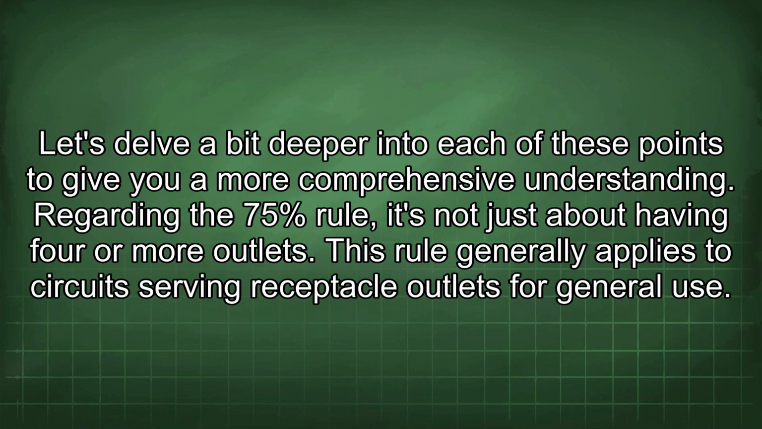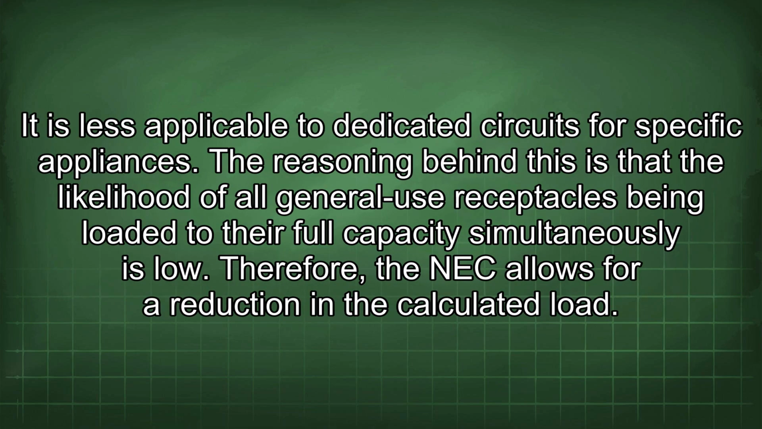Let's delve a bit deeper into each of these points to give you a more comprehensive understanding. Regarding the 75% rule, it's not just about having 4 or more outlets. This rule generally applies to circuits serving receptacle outlets for general use. It is less applicable to dedicated circuits for specific appliances. The reasoning behind this is that the likelihood of all general use receptacles being loaded to their full capacity simultaneously is low. Therefore, the NEC allows for a reduction in the calculated load.